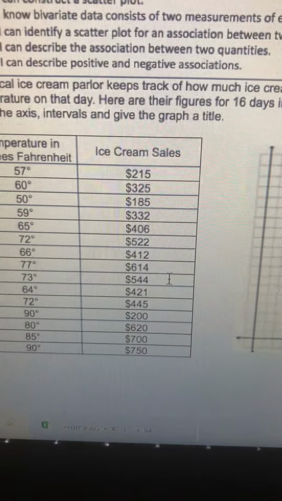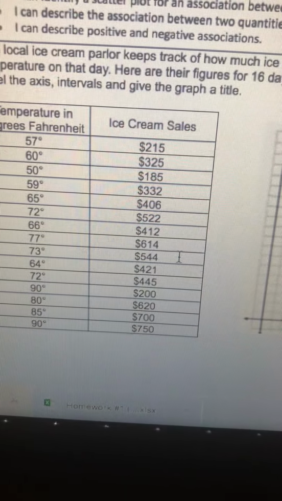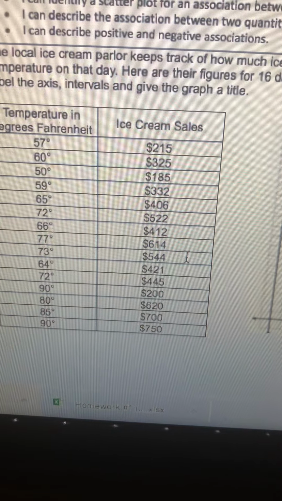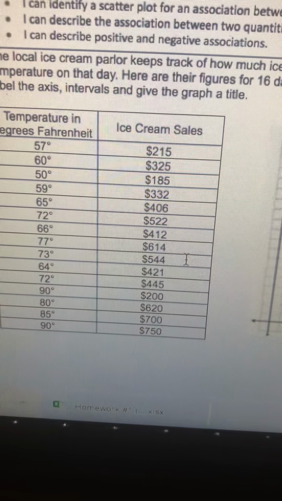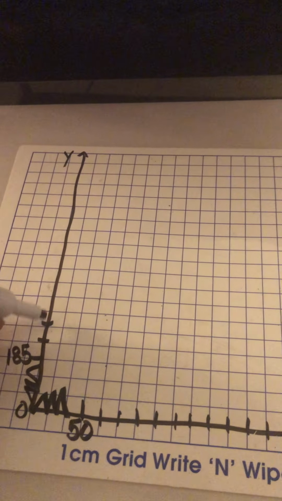The lowest Y value in this table is 185. And it looks like the highest value is maybe 750. You can double check me on that. So again, I would do a break. I would start at 185, and then I would count by some number, whatever number I decide, that's going to allow me to get to 750.